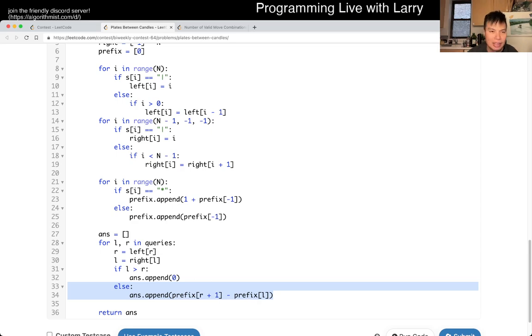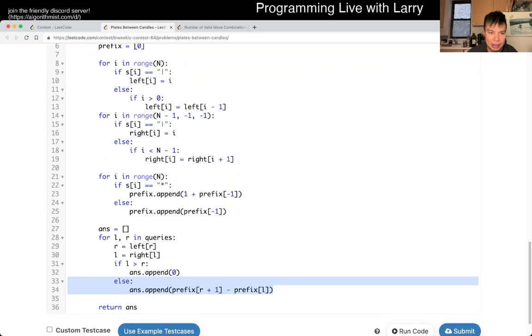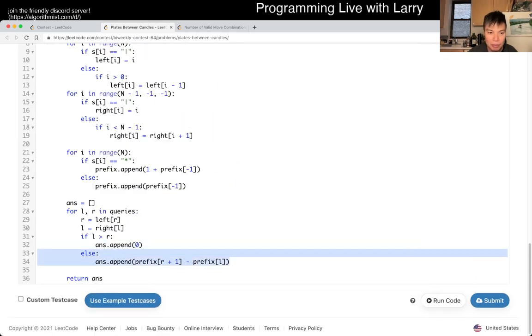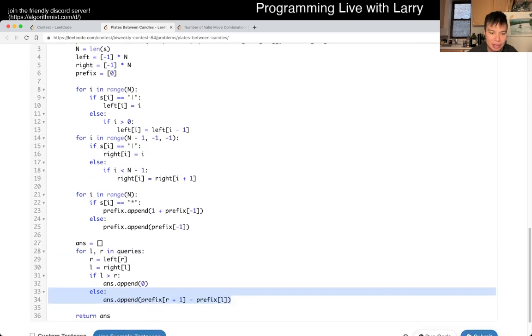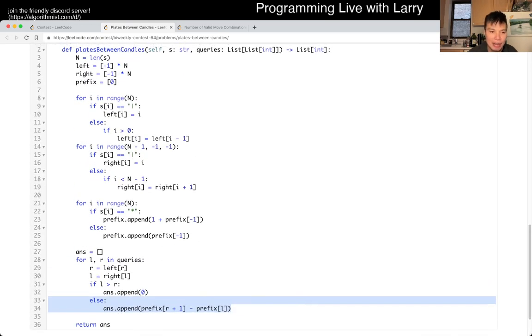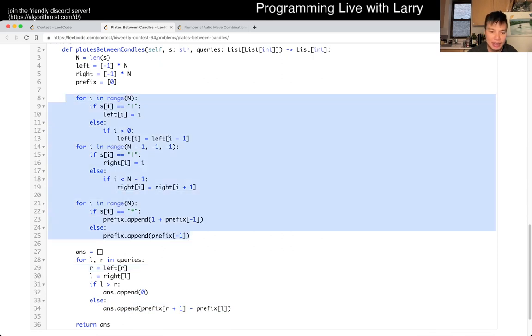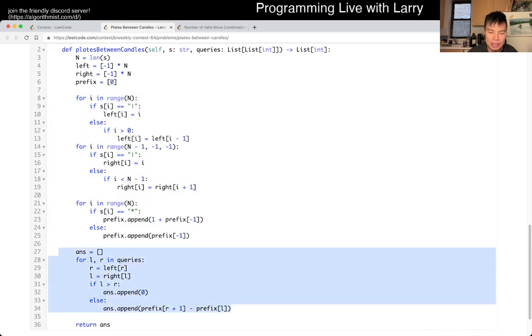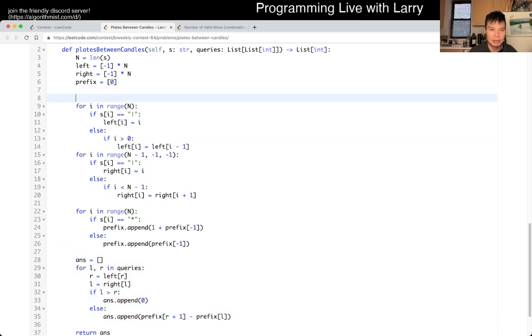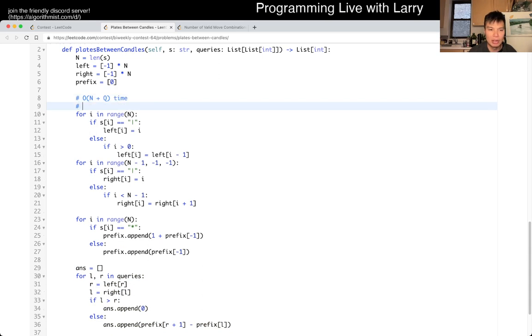I didn't go that detailed about it, but let me make this slightly smaller for y'all so you can see it all on one screen. But that's pretty much all I have. You can see that this is linear time, linear space, because I just do three for loops here, and then one queue loop here. So this is going to be O of n plus q time in total, and O of n space.